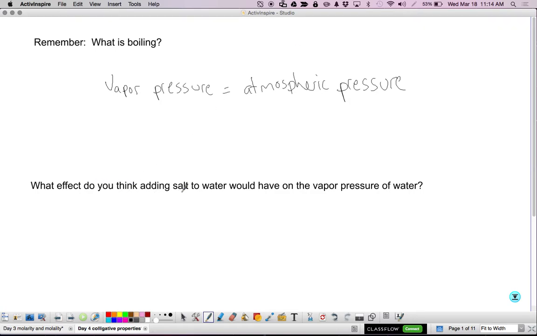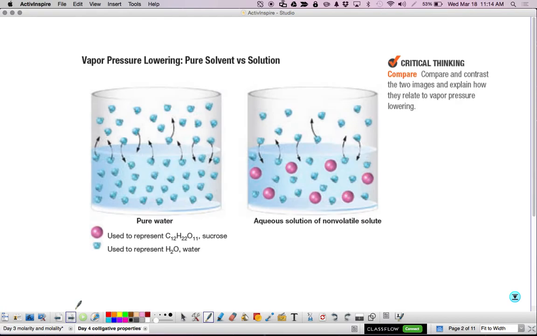So what effect do you think adding salt to water would have? Water is a volatile liquid. We know that because you can leave it out and it'll evaporate. So what effect do you think adding salt to water would have on the vapor pressure of water? Well, let's take a look at a picture.